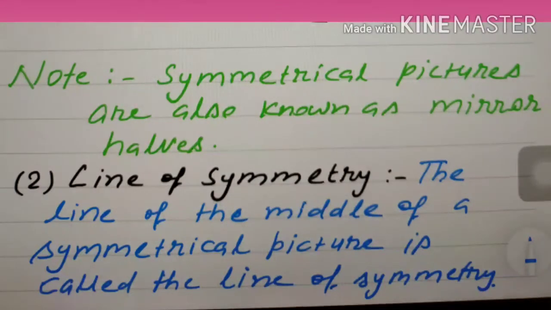Now know about the line of symmetry. The line in the middle of a symmetrical picture is called the line of symmetry. When you look at this picture on your mobile screen, the fold of this picture is called a line of symmetry. The picture which you are looking at has got a vertical line of symmetry.